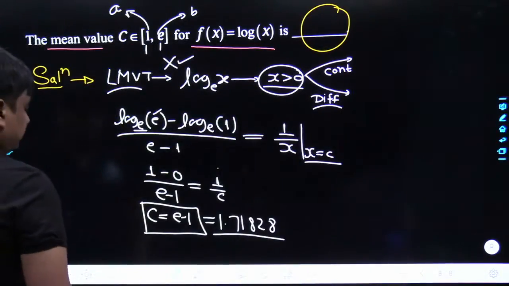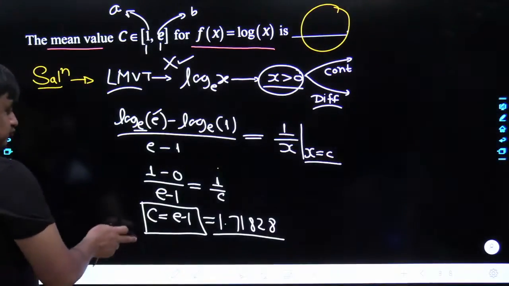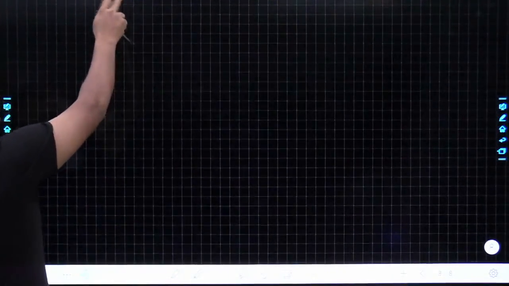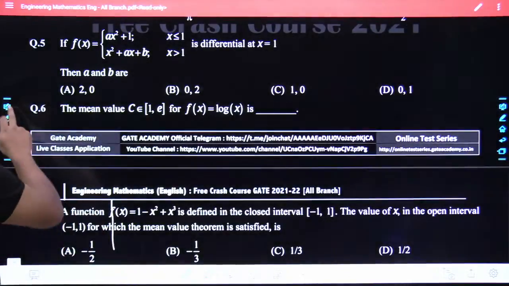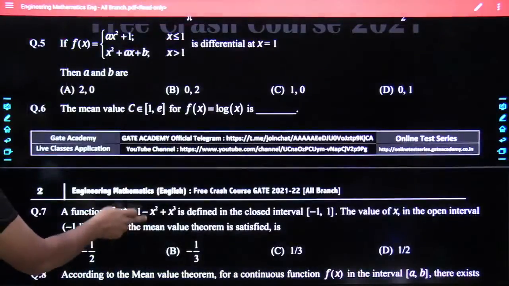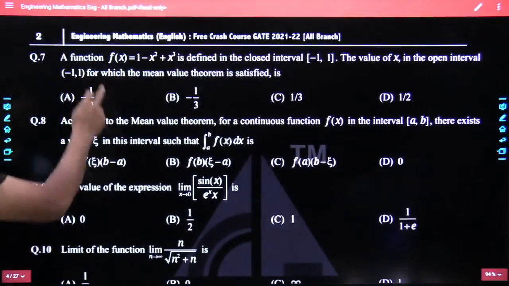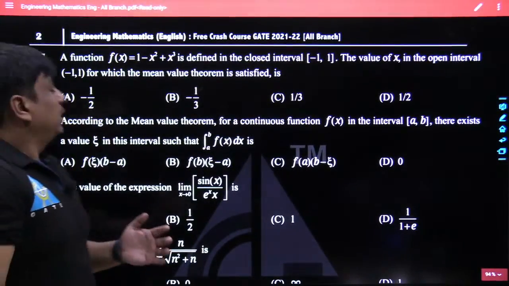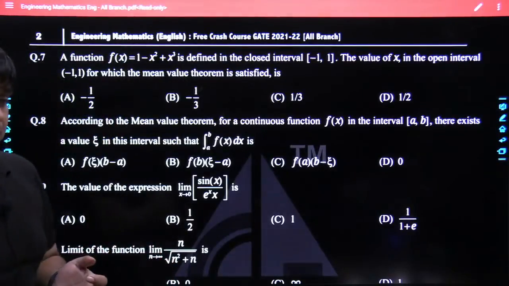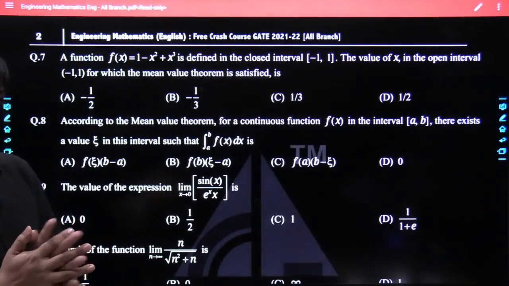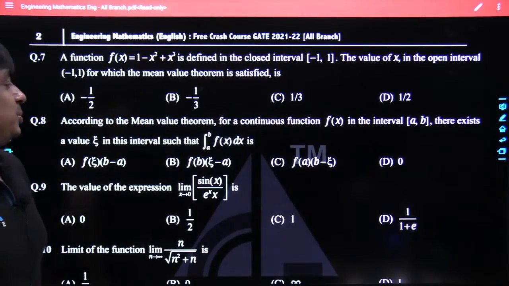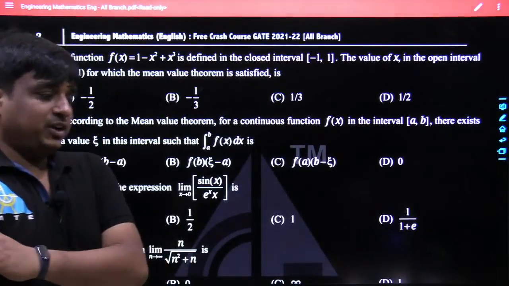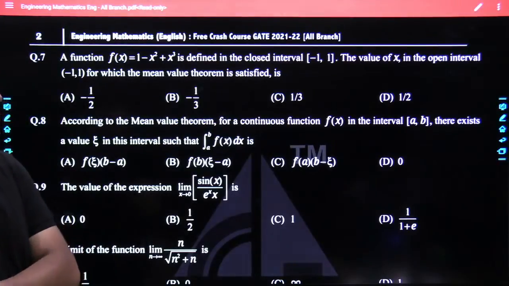So let me take the next question. Let me go up. Yes, you can take this as a next question. So now you guys had to solve this problem. The question number 7 goes to you guys. Tell me what would be the perfect answer for this particular question.